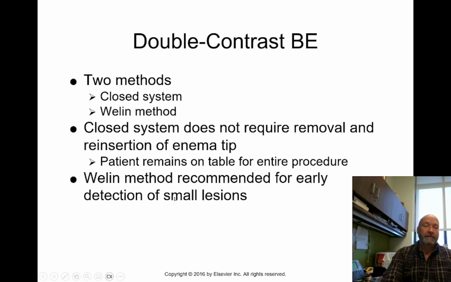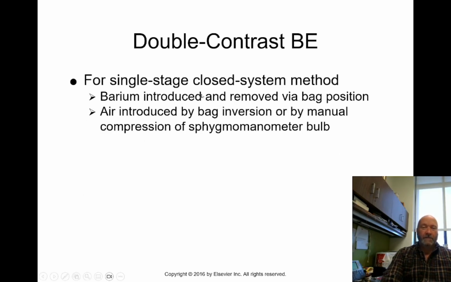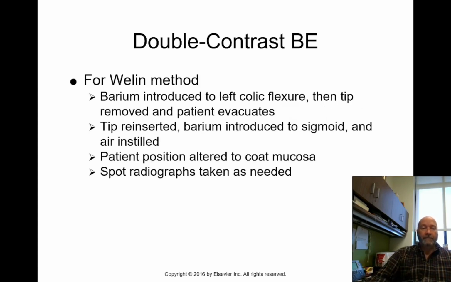So we're going to talk about the different methods. There's 2 different types. We've already looked at one type, but the Wellen method we kind of need to talk about just a little bit. So your single stage system is what you're going to be working with most likely. In single stage system, you put the barium in the patient and you put the air contrast through the entire single apparatus. With the Wellen method, we do something a little bit different.